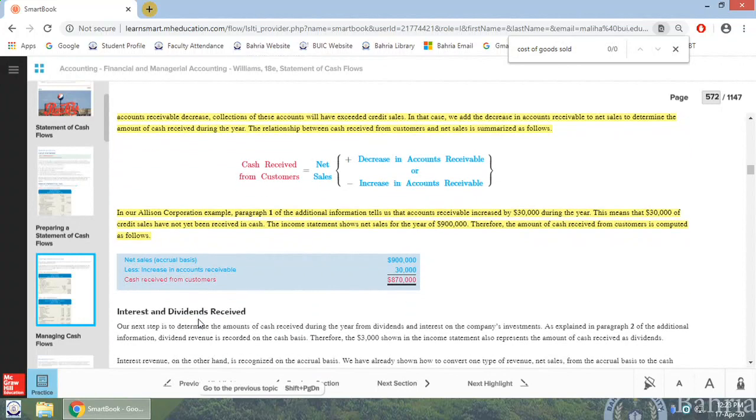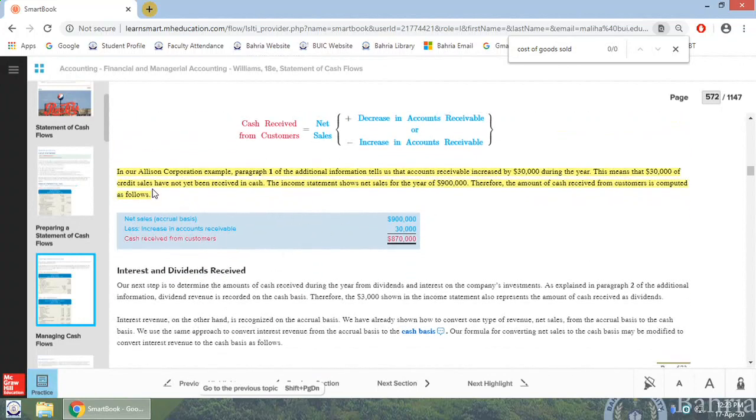So if you see net sales on accrual basis, they have just separately discussed accrual basis, but we're not going to be having that as part of our cash flow statement.